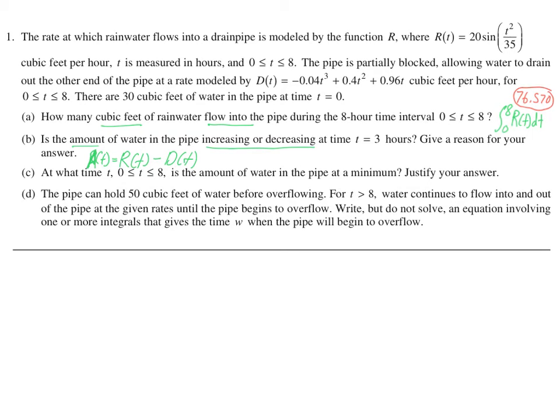All right. That will give you the amount change. And if we want that positive or negative, aren't we trying to see what that would be at 3? So don't we want to find, is R of 3 minus D of 3 positive or negative? What is it? We want to find A of 3. And is it positive or negative? That would tell us if it's increasing or if it's decreasing.